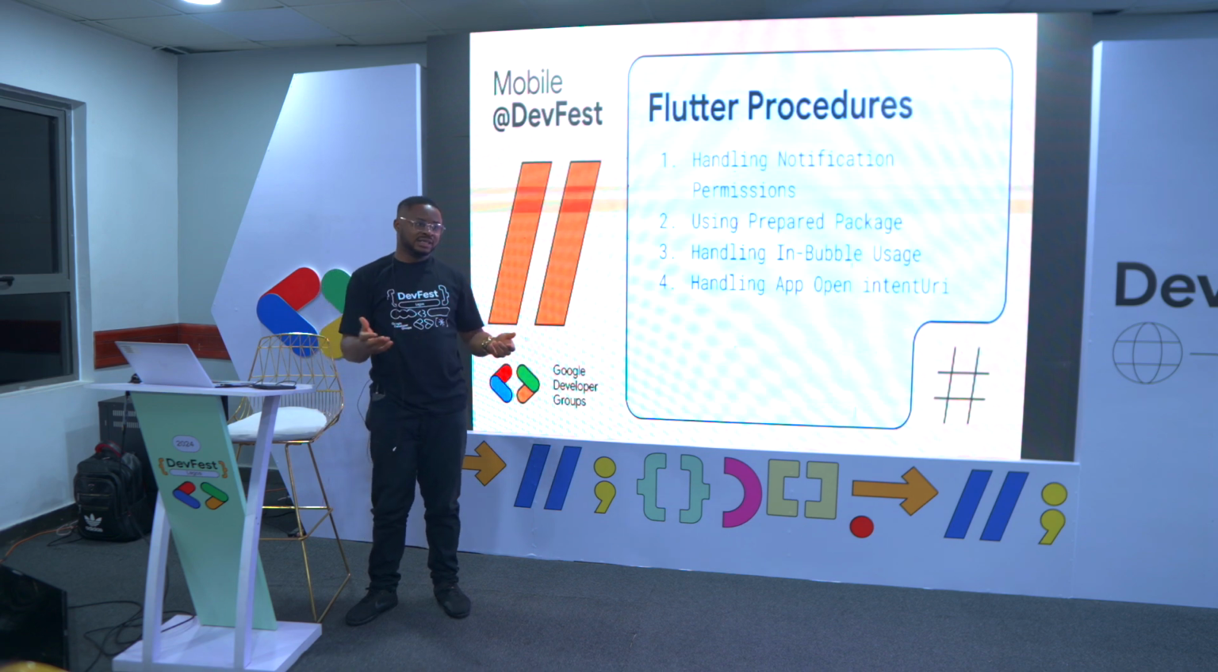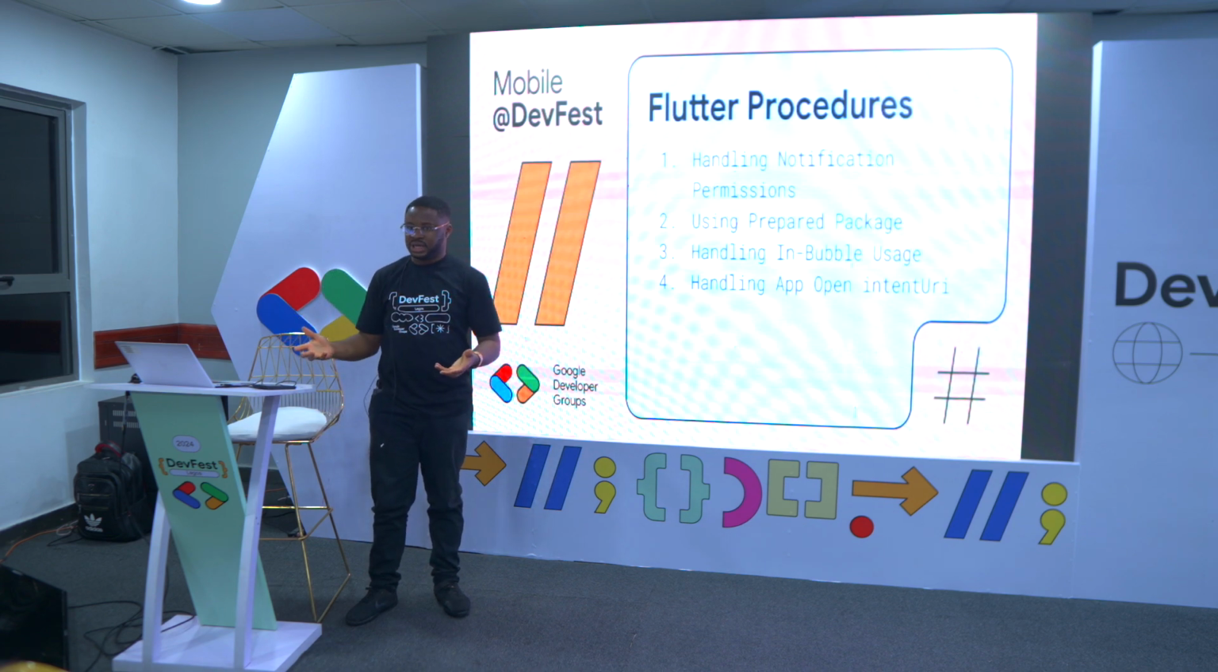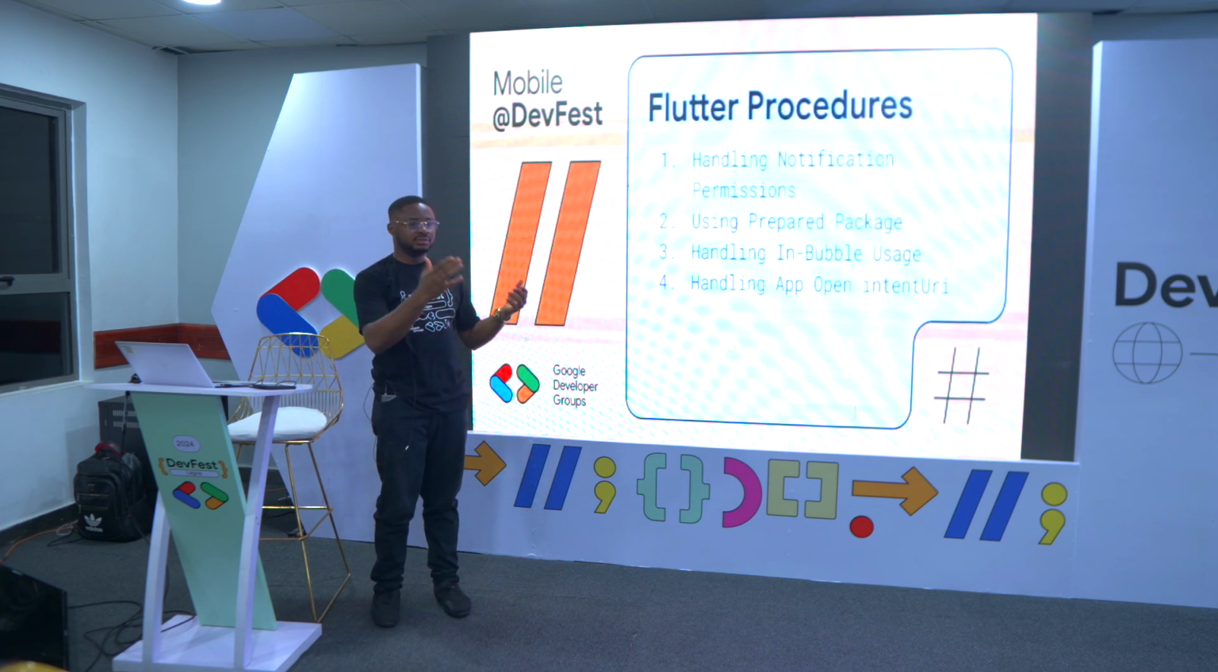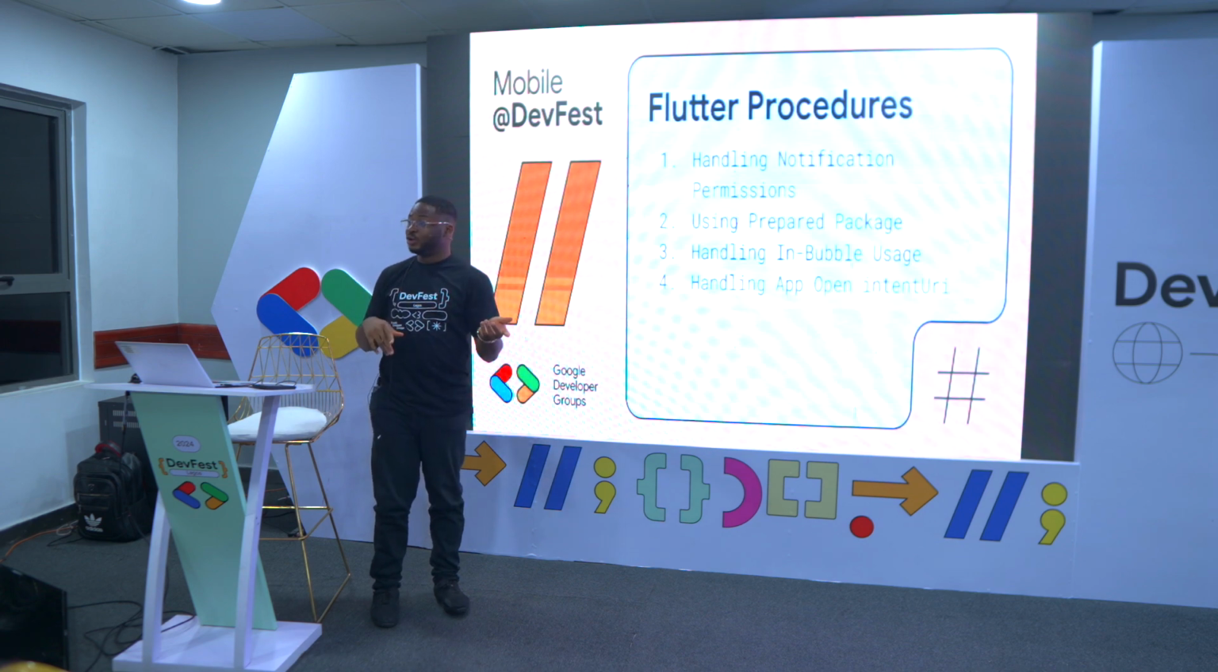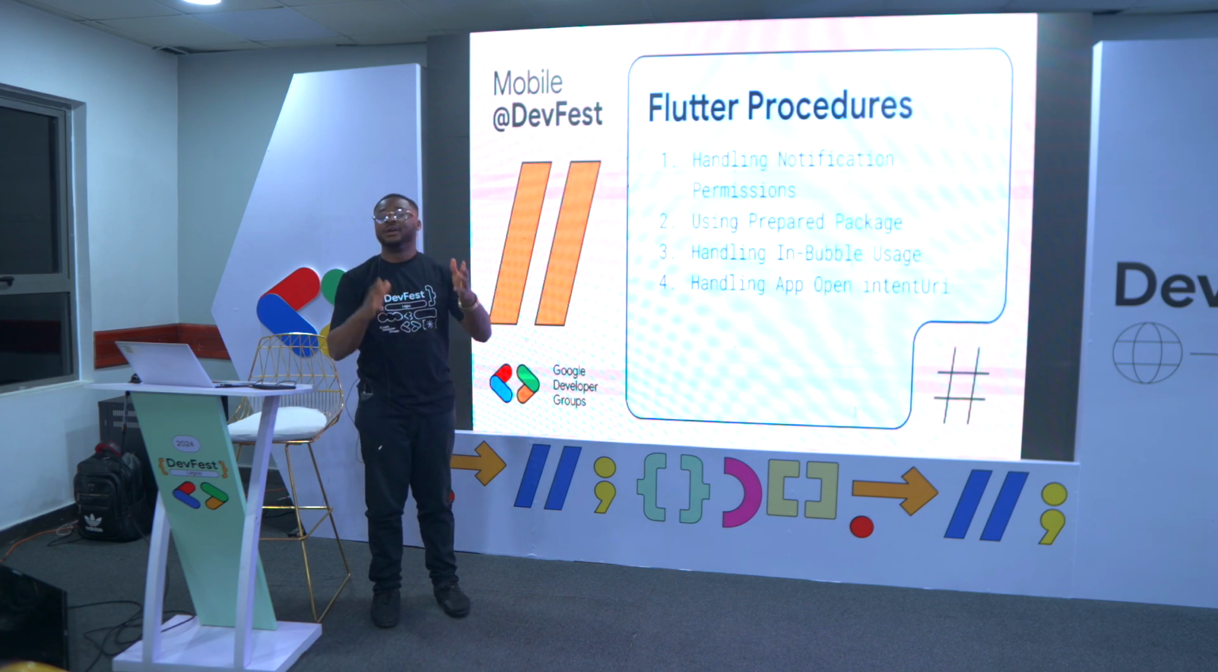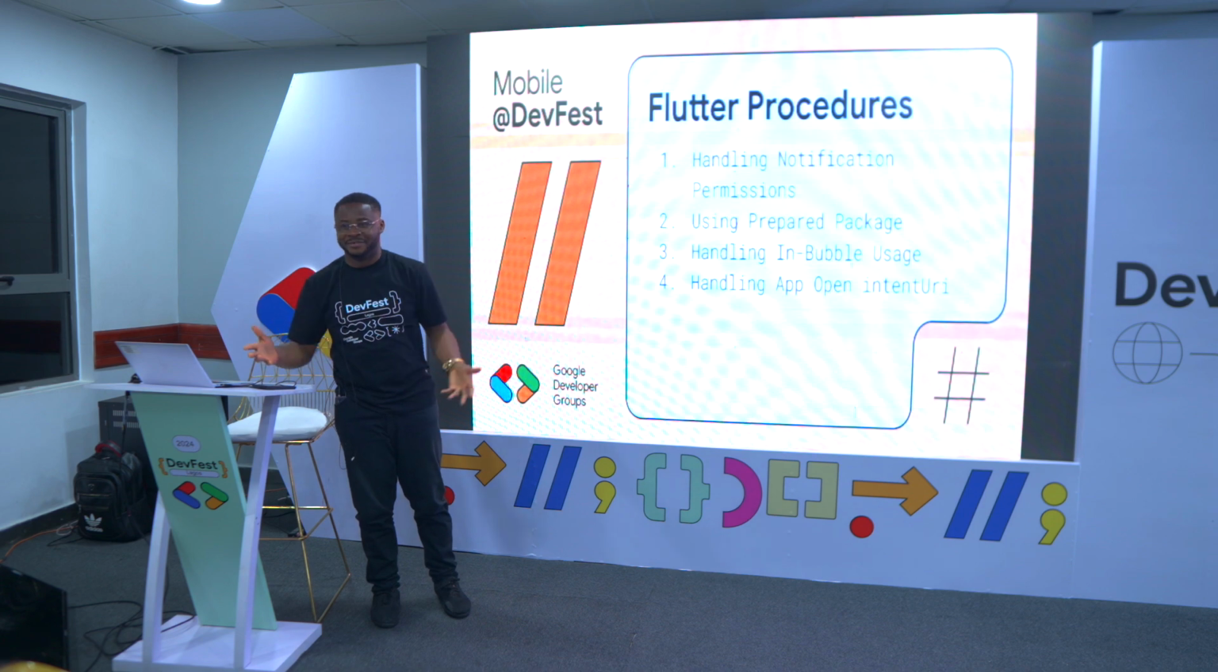A URI is the same as a link or a URL. You understand? Uniform resource... Uniform Resource Locator. Okay, thank you. But we know what we're talking about.